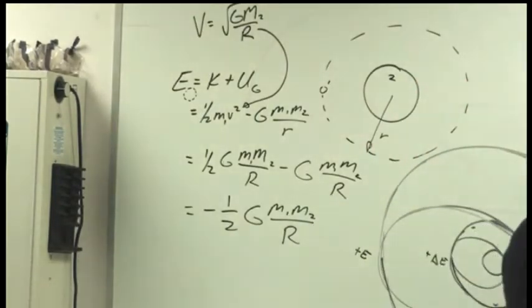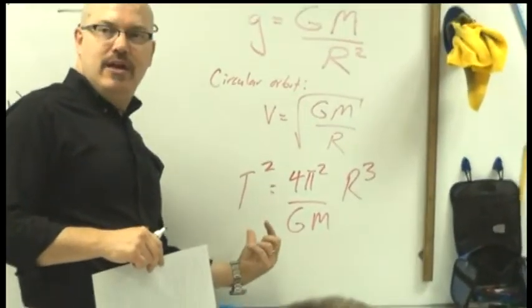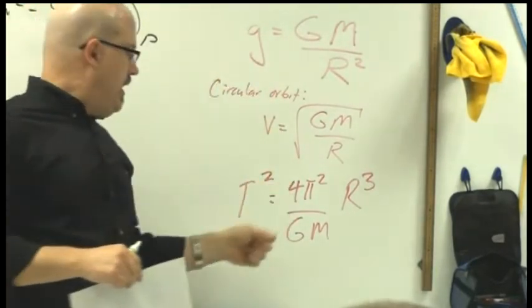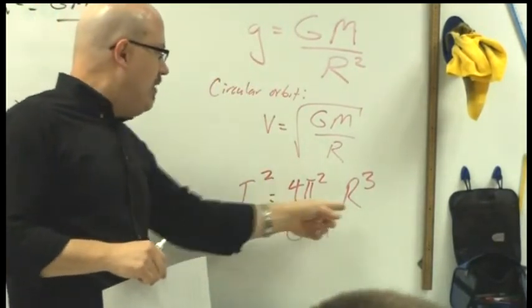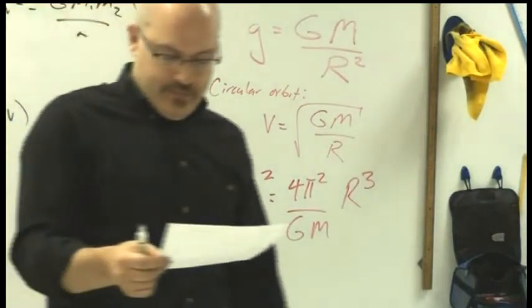Okay, geosynchronous orbit. We're going to go back to this one right here. If you want to be in geosynchronous orbit, then you want your time period to be 24 hours. You want the orbit to be 24 hours. And so you can go back and figure out what the radius needs to be. It needs to be a really big radius.